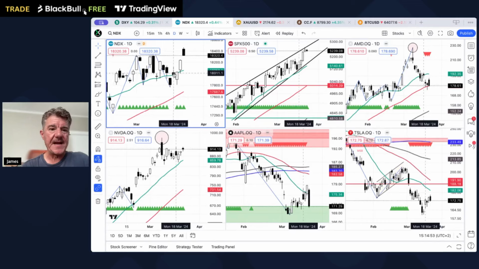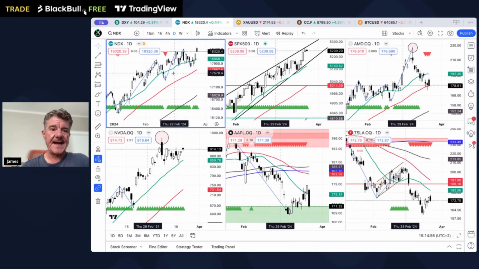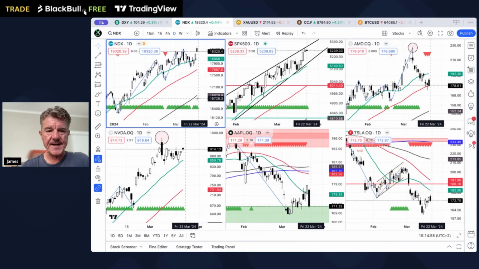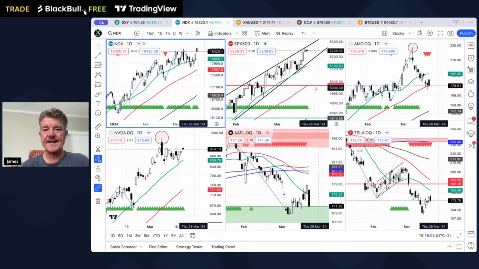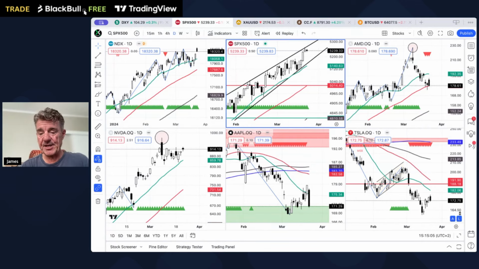I'm short on NASDAQ. I'm aiming for somewhere around down into these moving averages. I don't know exactly where. I'm hoping for somewhere around 15,850. I'm hoping for that, and we'll see how we go. S&P, I'm going to tell you my other position shortly. We've got 15 minutes left on this stream.